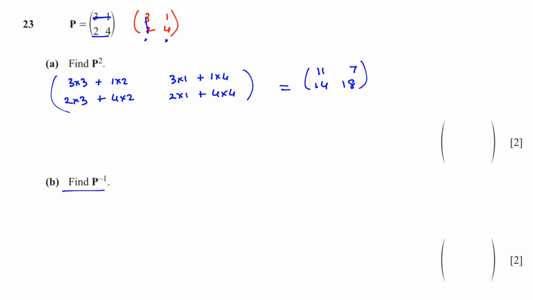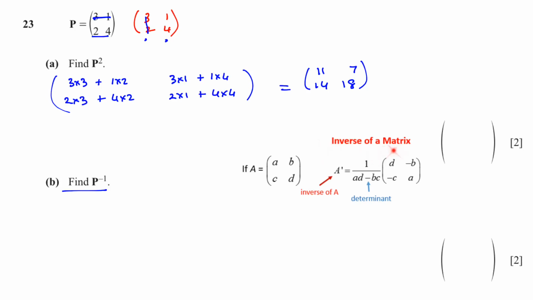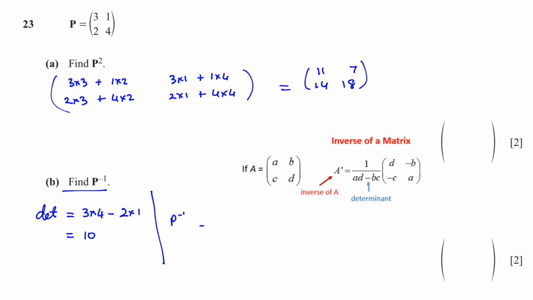In part B, we have to find the inverse. To find the inverse of a matrix, this is the rule that we use. If A is equal to a, b, c, d, the a and the d interchange places, and the signs of b and c will change. And we need to find the determinant by using this rule. So let's first find the determinant. The determinant is going to be 3 times 4 minus 2 times 1, which is 10. Now that we got our determinant, P inverse is going to be 1 over 10. We interchange places, so it will be 4 and 3, and we change the signs to negative 2 and negative 1. That's our answer.